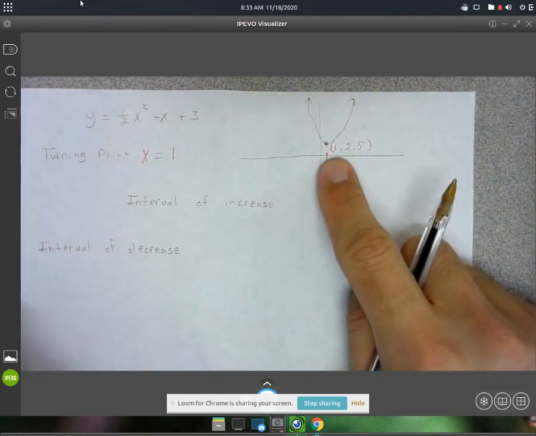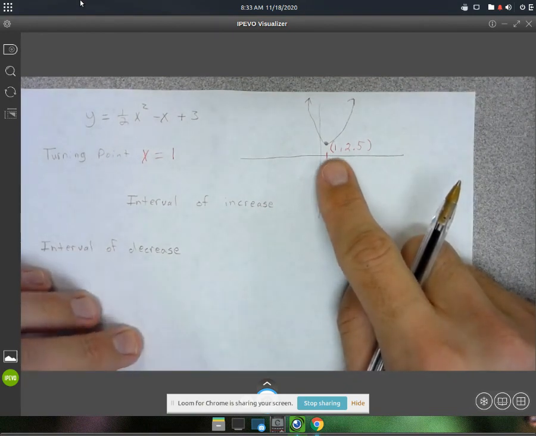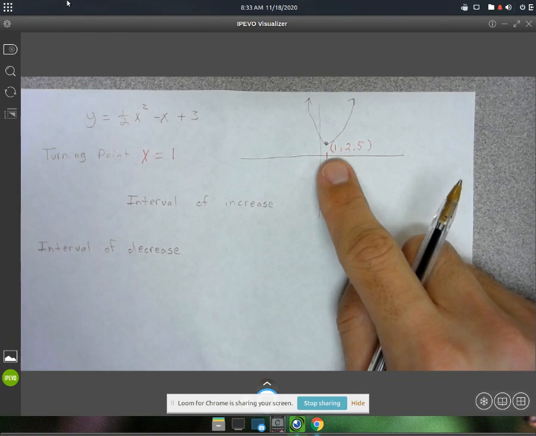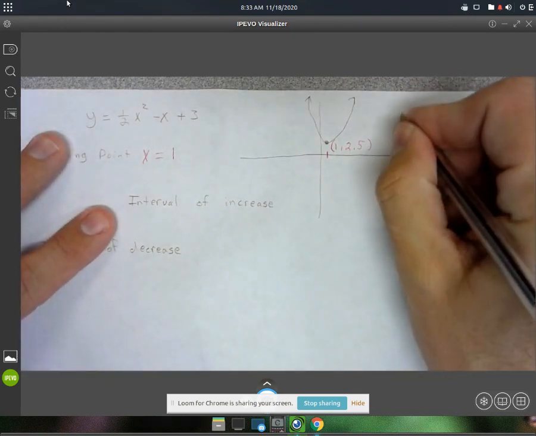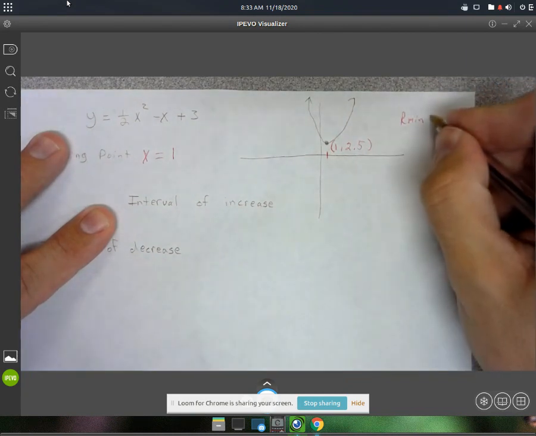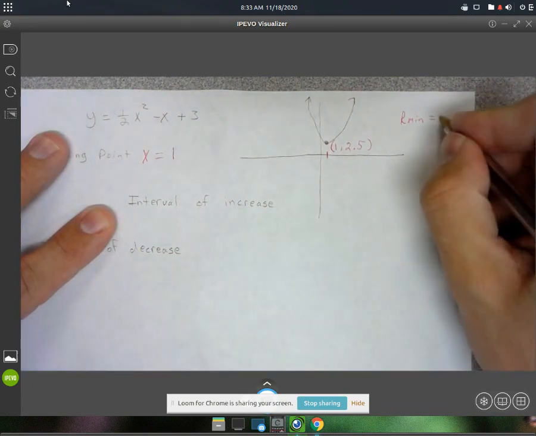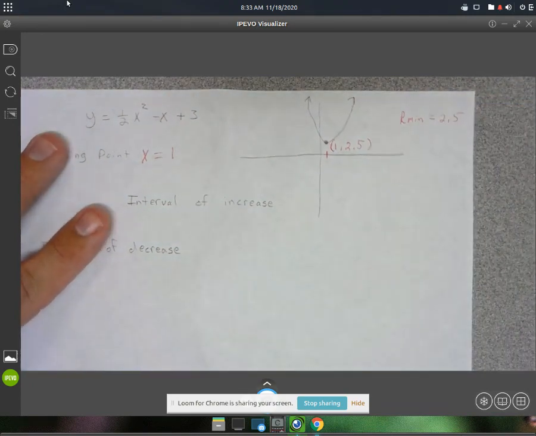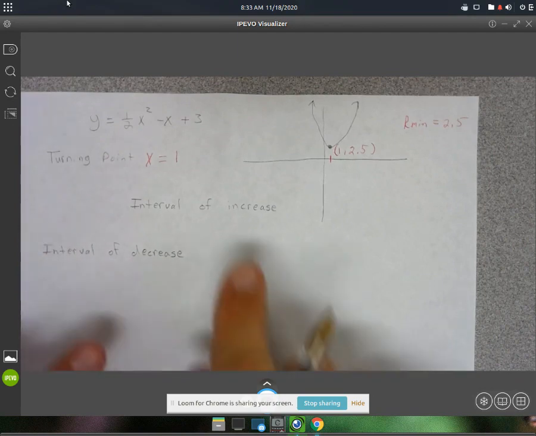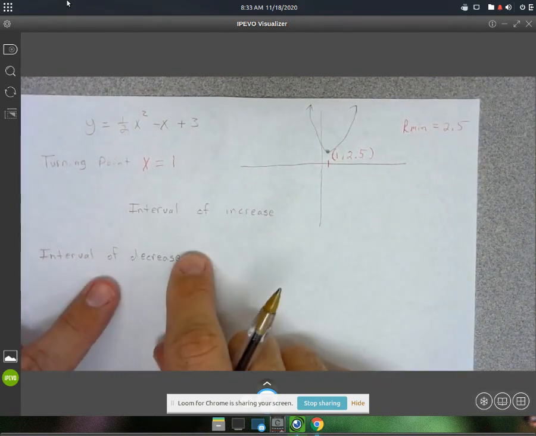Earlier I talked about relative min or relative max. For quadratics, it is considered a relative minimum, but you could also call this just a flat out minimum. I'll call it a relative minimum here, and it has a relative minimum at the y value of the turning point, so 2.5.